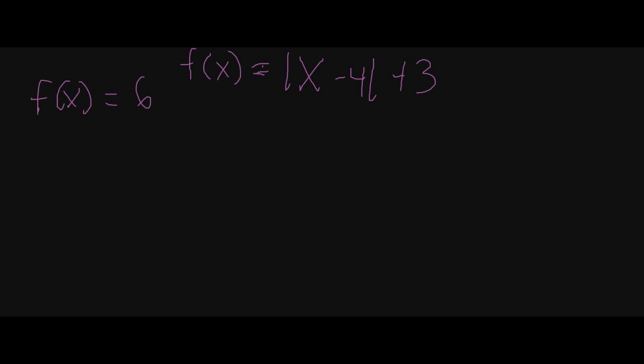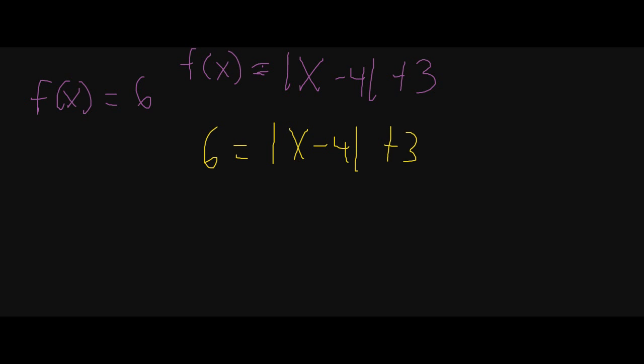So let's have f of x is equal to the absolute value of x minus 4 plus 3. And let's say that we want to solve for when f of x equals 6. All right, so I'm going to go through this kind of quickly. You should try this on your own and see what you get. This tells us our y value is 6, so I'm going to replace this with 6. So we're going to get 6 is equal to the absolute value of x minus 4 plus 3.